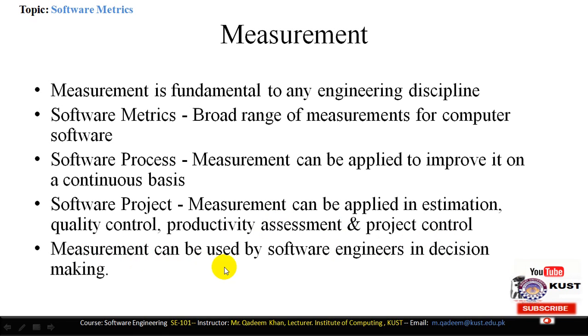So measurement can be used by software engineers in decision making. For example, if there are many bugs occurring in the project, that means the project may fail or may be cancelled. So the managers decide to cancel the project if there are many bugs, and also the manager decides to continue the project if the project has high reliability, portability and efficiency. So we can say that the project is going in a good direction, so the project manager will continue the project.